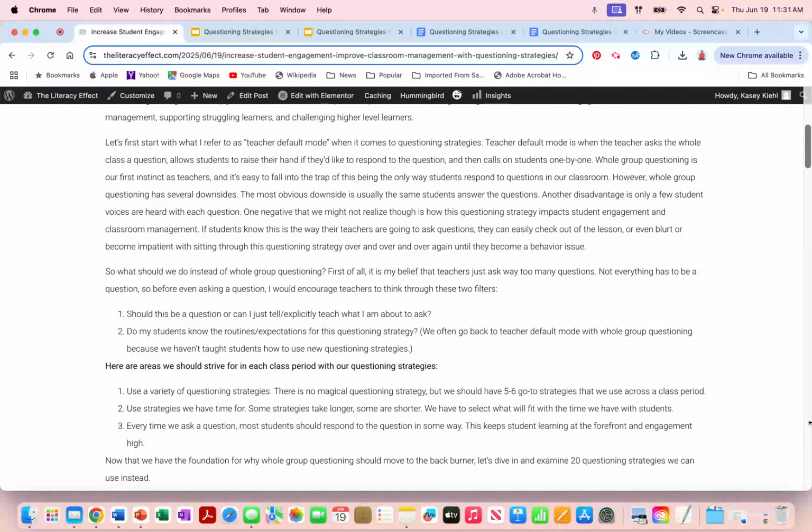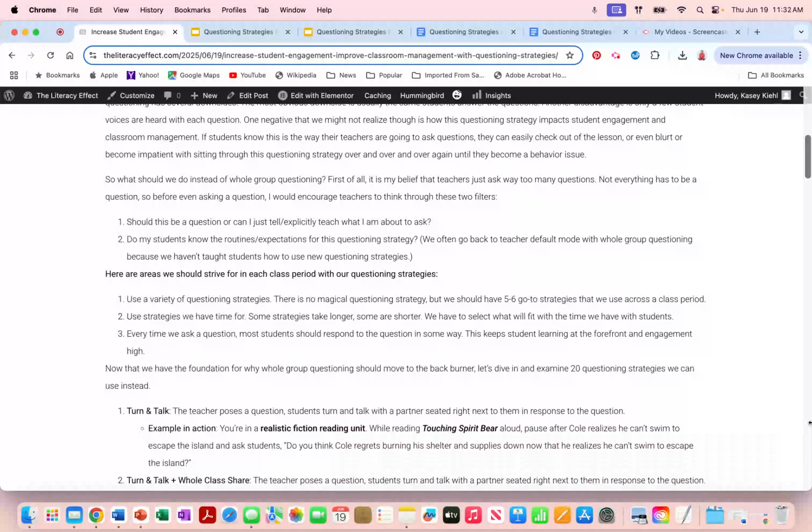So what can we do instead of whole group questioning? We can make sure that we're using a variety of questioning strategies. We can also take our questions through a filter of, should this be a question that I ask? Sometimes teachers just simply ask too many questions. The other thing to think about as you try to use questioning strategies is, do my students know the routines and expectations for this questioning strategy?